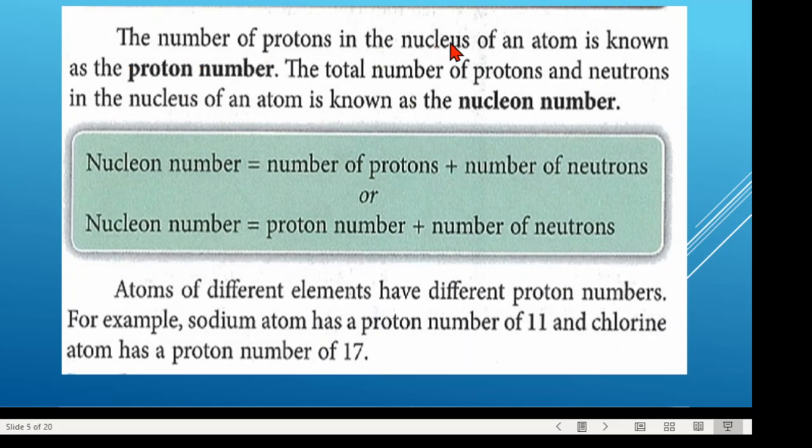The number of protons in the nucleus of an atom is known as proton number. Okay? The total number of protons and neutrons in the nucleus of an atom is known as nuclear number. So, nuclear number is equal to number of protons plus number of neutrons, ataupun proton number plus number of neutrons. Ini adalah nuclear number. Okay?